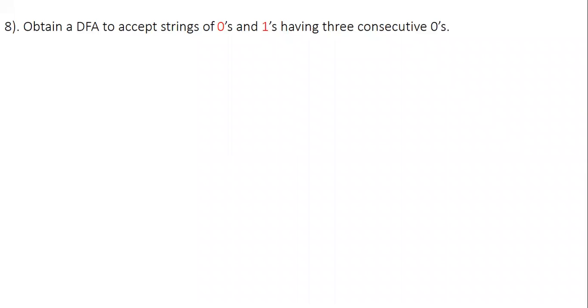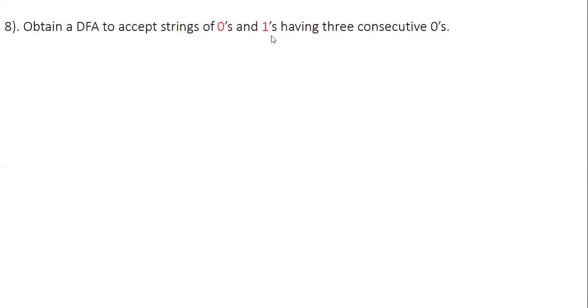Okay, students. So we'll move on to the next question. Question number 8. Obtain a DFA to accept strings of zeros and ones having 3 consecutive zeros. In the previous 7 questions, we were facing the alphabets A and B, but now we got 0 and 1. Both are the same. Sigma will be 0, 1 instead of A, B.